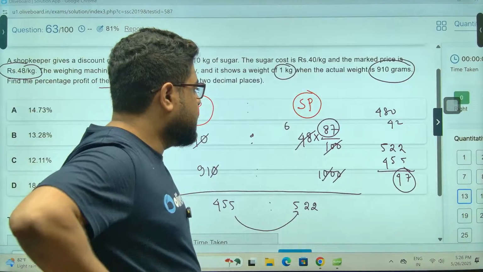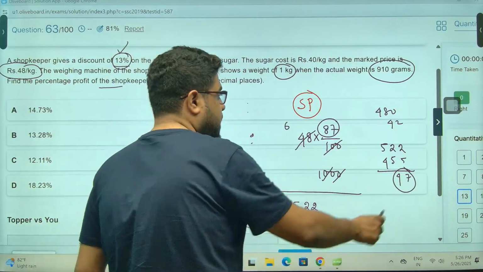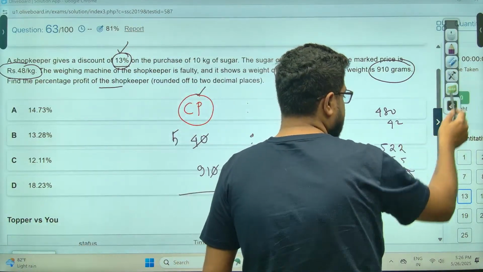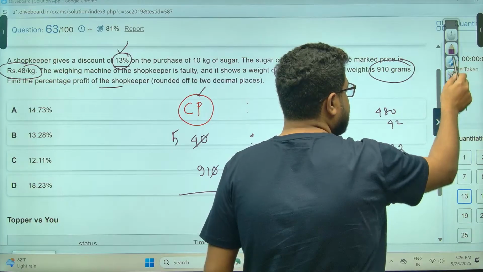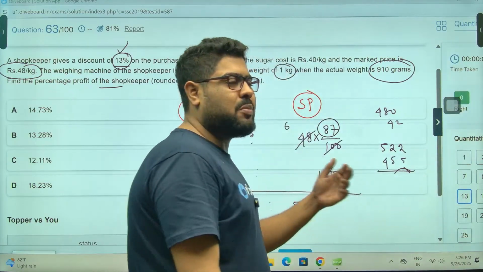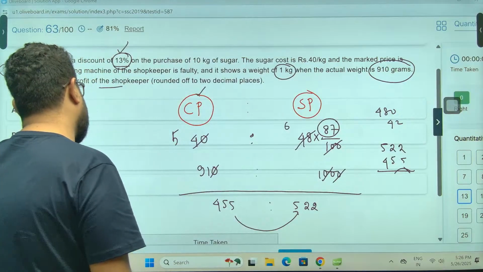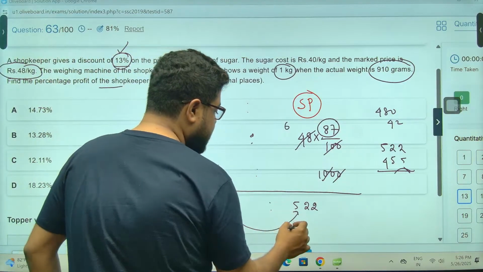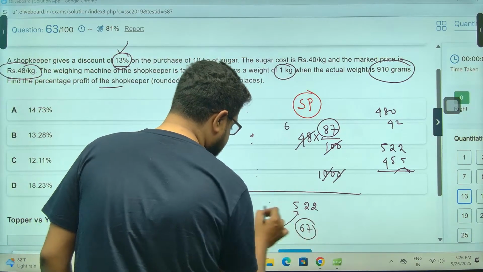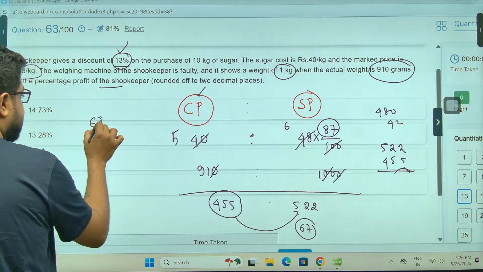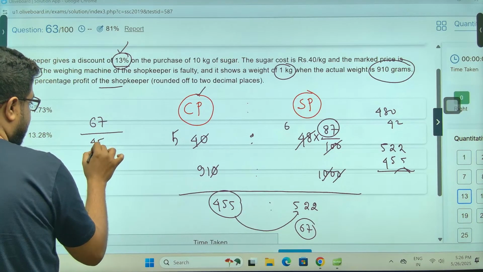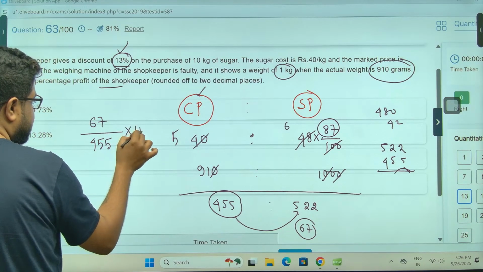Did I do it right? No sir, wrong, I did it wrong. Sir, do it normally. So 45 plus 22. Let's do it. Sir, 45 plus 20, 50, like 65. 2 means 67, sir. 67 rupees profit out of this. 67 rupees out of 455 rupees into 100.